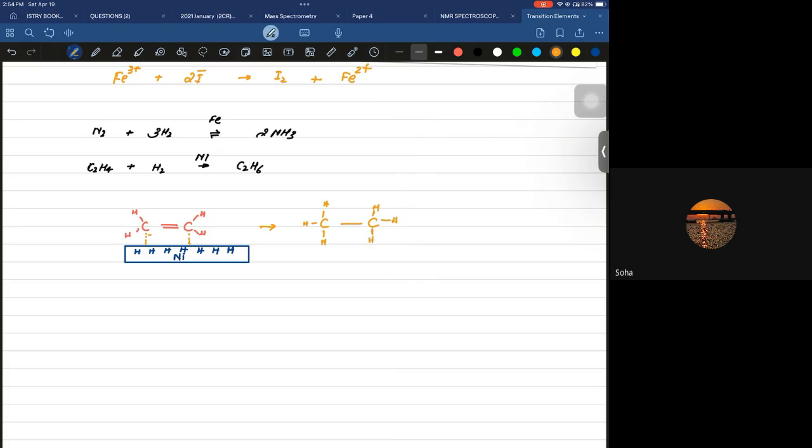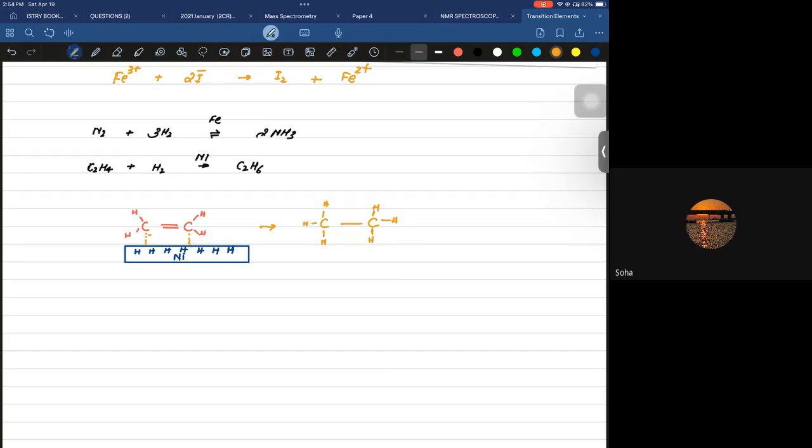In this way, the heterogeneous catalyst works. It's very simple. So you must know about the homogeneous catalyst and you must know about the heterogeneous catalyst.